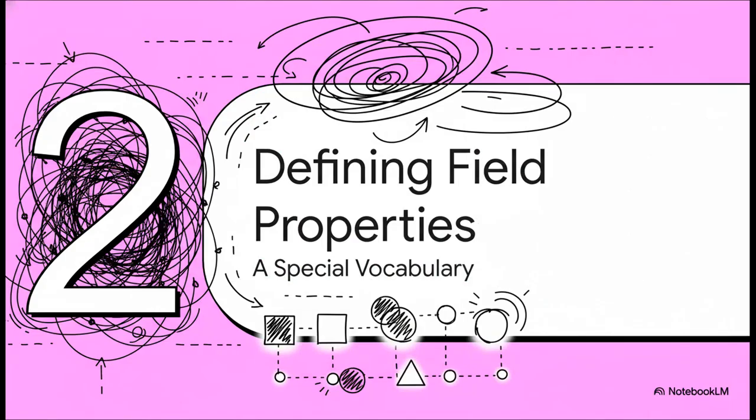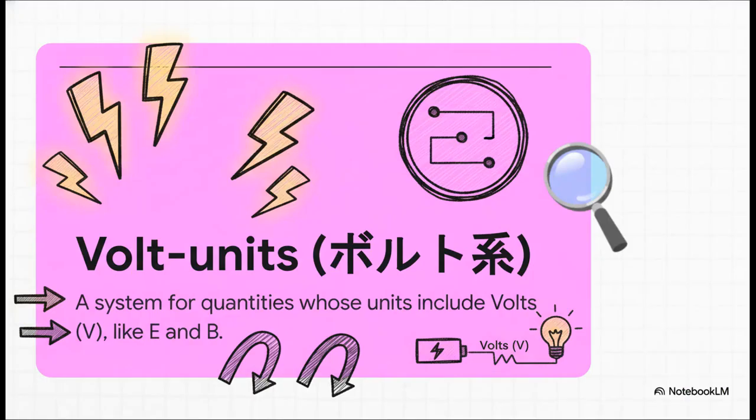All right, now to really get how these 4 things relate, we need to introduce some special vocabulary. And I want to be super clear here. These are terms we're creating just for this framework. They're designed to make the hidden structure of electromagnetism obvious. So you won't find volt units in a standard textbook, but you'll see why they're so powerful here. First up, let's group them by their units. Everything on the left side of our diagram, that's E and B, we're going to call volt units. Simple enough, right? Their physical units have volts in them.